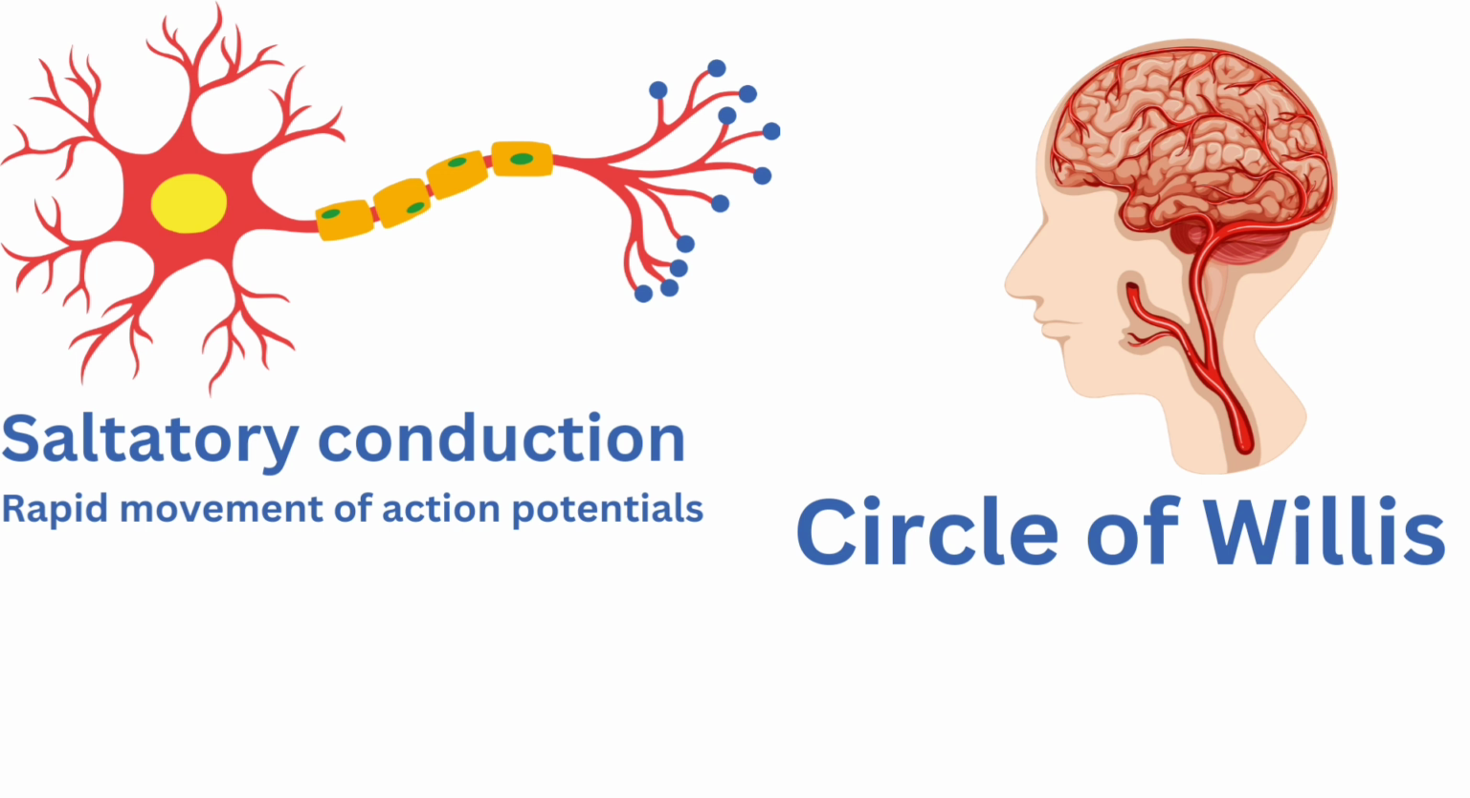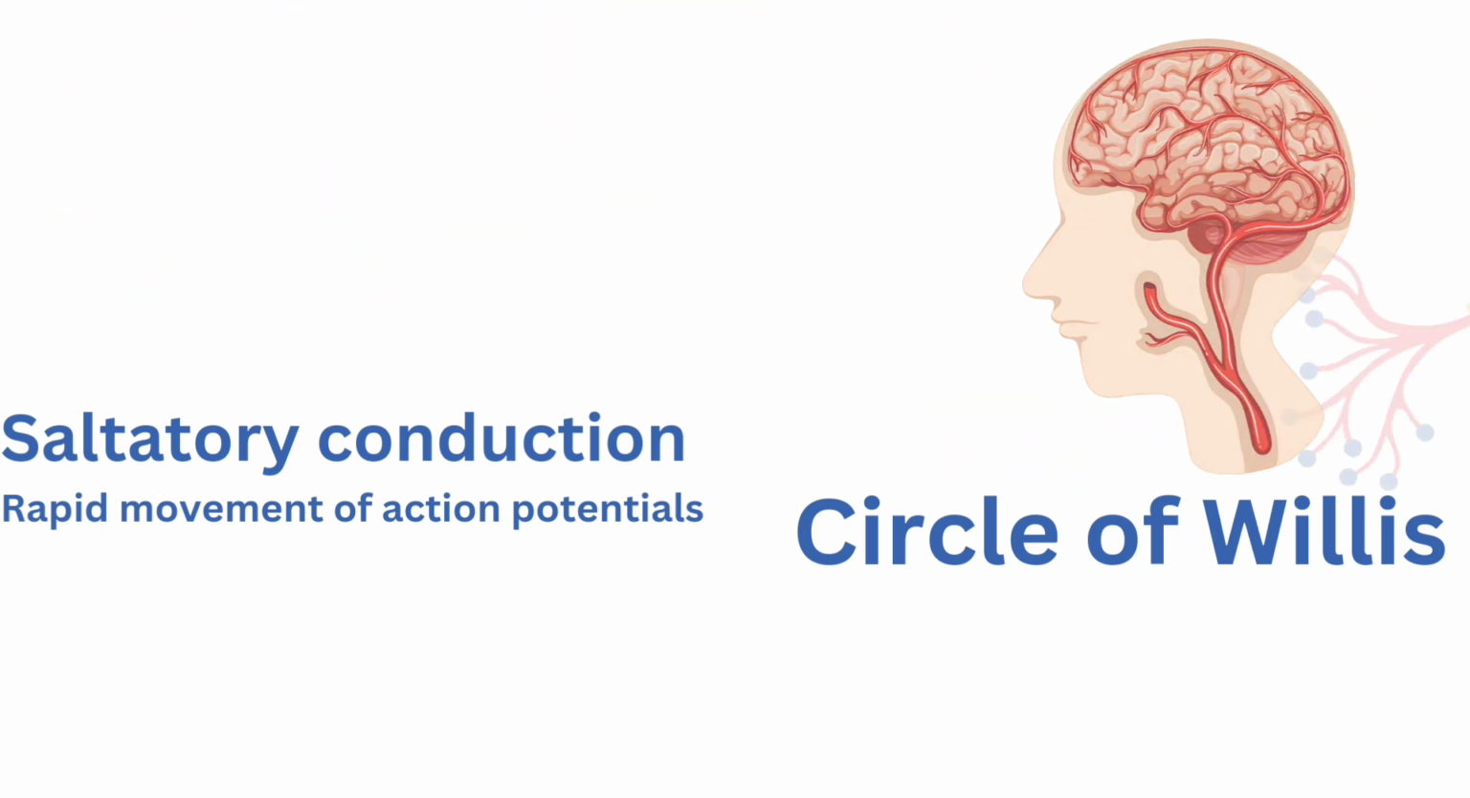The circle of Willis is the blood circulation to the brain. This is done by a ring of communicating arteries connecting the anterior and the posterior parts of the brain in such a way that if there is any injury to the anterior part of the brain, the posterior part can still receive blood flow.